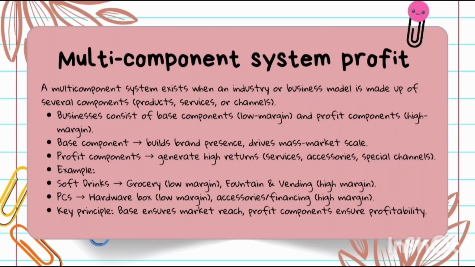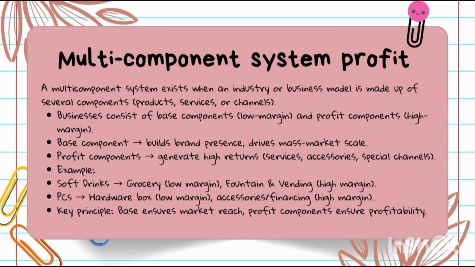The base component usually runs on low margins. Its role is not to generate big profits but to build brand presence and drive scale in the mass market. Think of it as the entry point that gets customers into the system. On the other hand, the profit components are where companies make their real money. These are high margin areas such as services, accessories, financing, or special distribution channels.